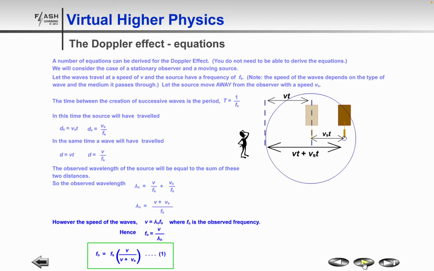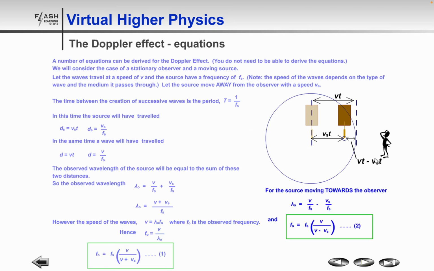The observed frequency then can be worked out just using V equals F lambda. Once again, remember from National 5 waves, F naught can be V divided by lambda naught. Now that V is the speed of the wave, remember. So if we take this term for lambda naught and substitute it in, then we get F naught equals Fs times V over V plus Vs for a wave which is moving away.